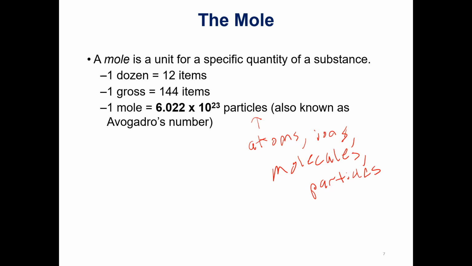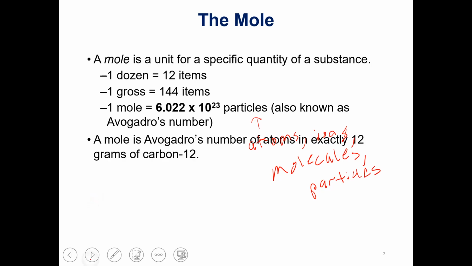So 1 mole is also known as Avogadro's number, so you will see that term as well. More specifically, the standard definition for a mole is that a mole is Avogadro's number of atoms in exactly 12 grams of carbon-12. Carbon-12 here refers to the isotope of carbon that has 6 protons and 6 neutrons. So it's not the weighted average, it's not the average atomic mass, but it's the specific isotope.